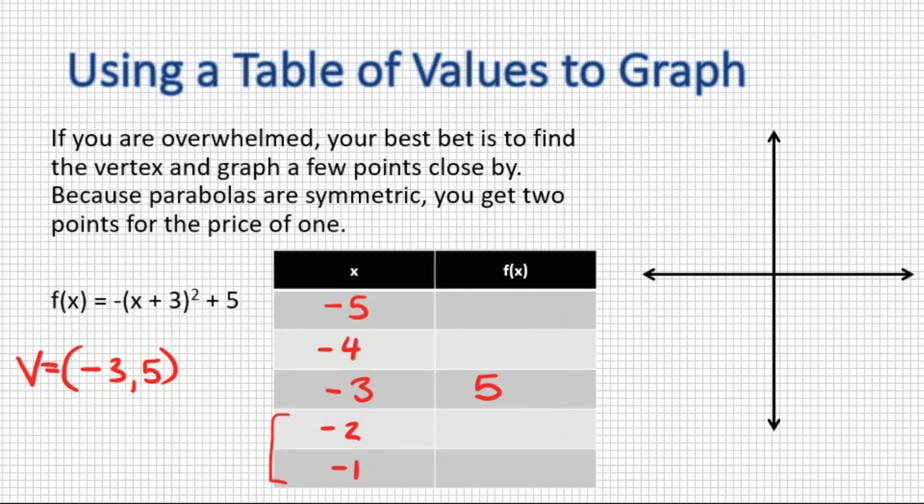Let's find these values. If I plug -2 into the equation to find f(-2), I'm going to get (-2 + 3)² + 5. So that's going to give me -1 plus 5, or 4. And then if I do the same thing with -1, I'm going to get (-1 + 3)² + 5. And that's going to give me 2 squared, which is 4, plus 5, is 9. Okay, so I'm going to plot these points before I go to the other parts of the graph.